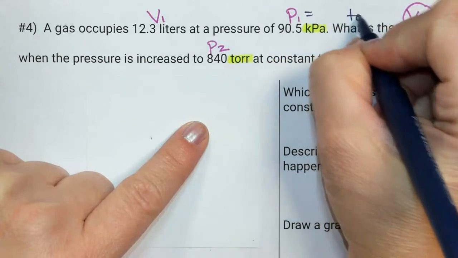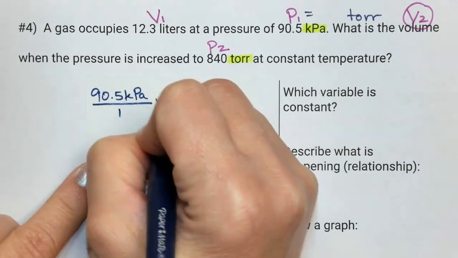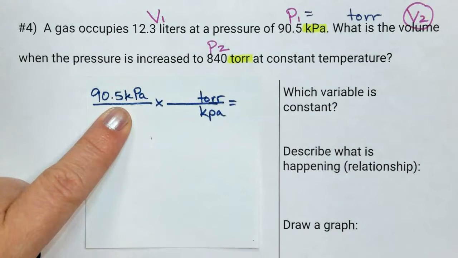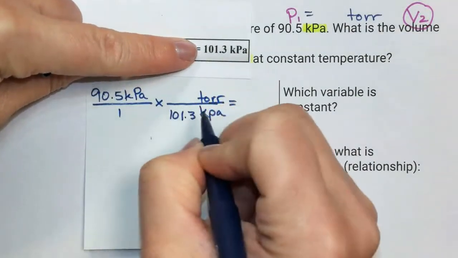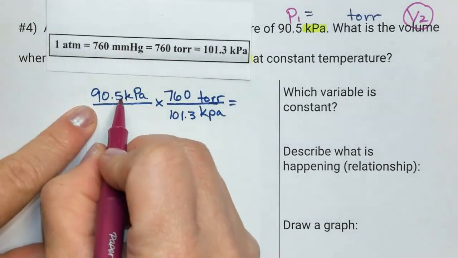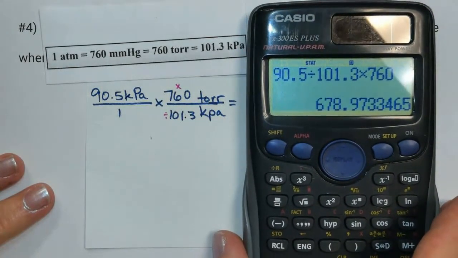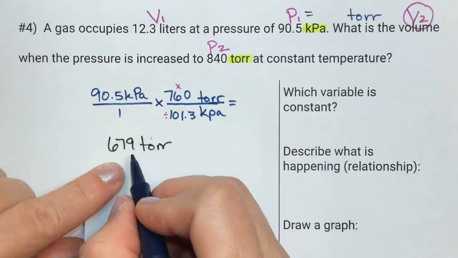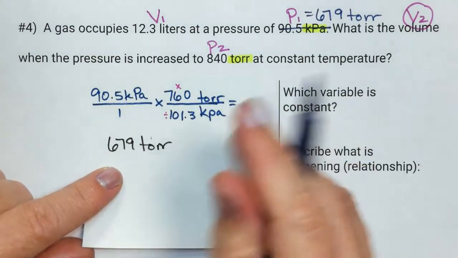I want to know how much that is in torr instead. So we'll take 90.5 kilopascals, put it over 1, times, draw a line, bring down kilopascals, and go straight to torr. Then we're going to look at our conversions to see that 101.3 kilopascals is equal to 760 torr. So I'm going to type 90.5 times 760 divided by 101.3, and that is going to get me 679 torr. So that means up here 90.5 kilopascals is the same as 679 torr, and now both of my pressure units match one another.